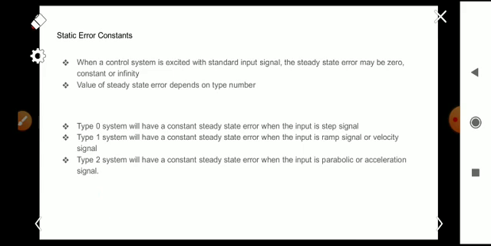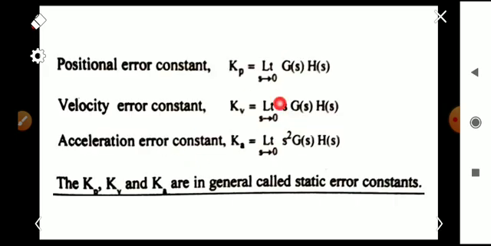So type 0, type 1 and type 2. For these three cases, the steady state error is associated with one of these three constants: the position error constant, the velocity error constant and the acceleration error constant. These three are called static error constants. The first static error constant is Kp, that is the positional error constant.